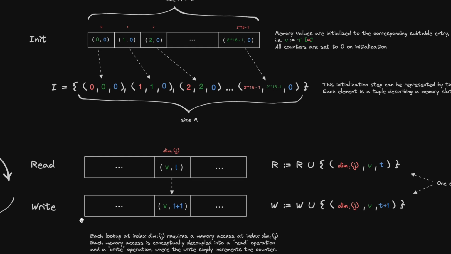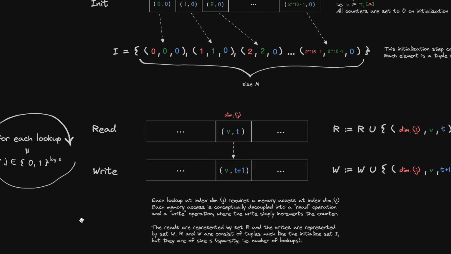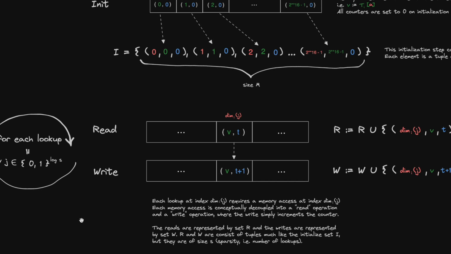Now, each lookup into the memory is going to be represented by a paired read and write operation. So the address corresponds to this dim sub i polynomial of j. The read operation is just going to add this tuple (dim_i(j), v, t) to the read set. And there's going to be a corresponding element added to the write set, which is the same tuple, except incrementing the counter by 1. Note that the read and write sets are going to be the same size, namely s, which is the number of lookups.